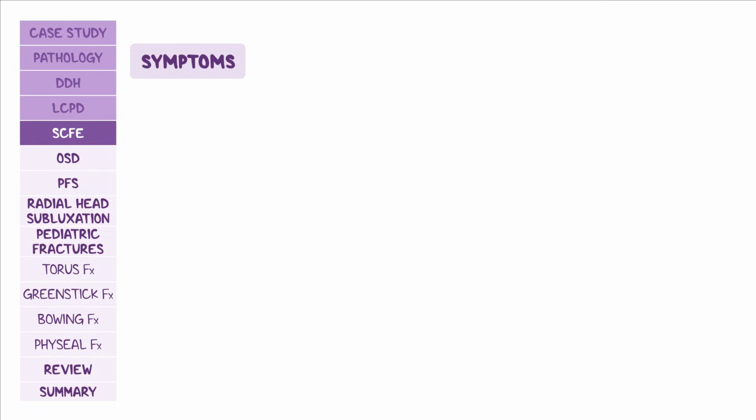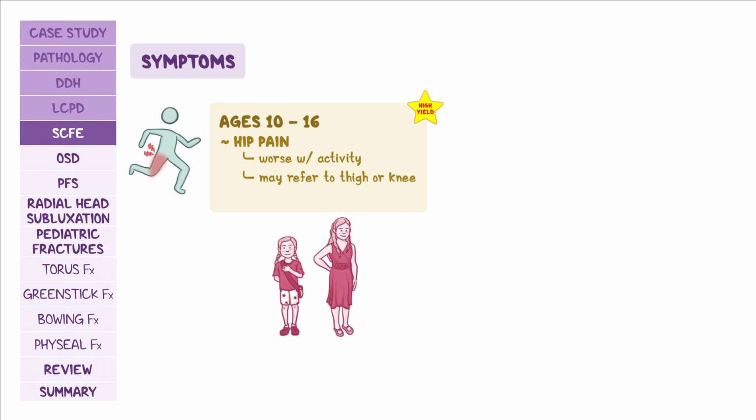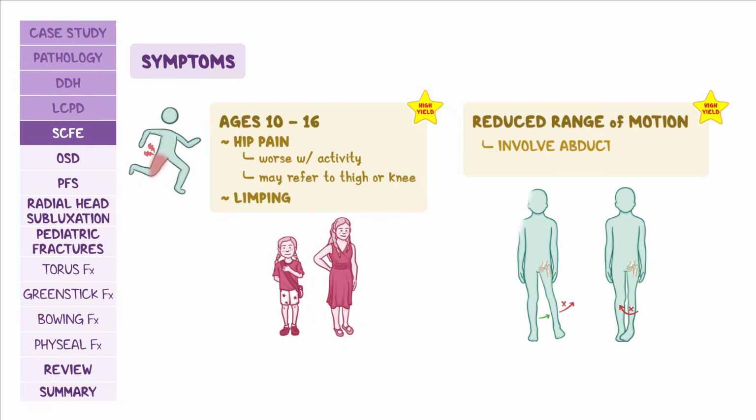Symptoms of slipped capital femoral epiphysis typically present between the ages of 10 and 16 years, and include hip pain that becomes worse with activity and may sometimes refer to the thigh or knee. This can also result in limping. On physical examination, remember that these individuals often also have reduced range of motion, especially with hip movements that involve abduction and internal rotation.